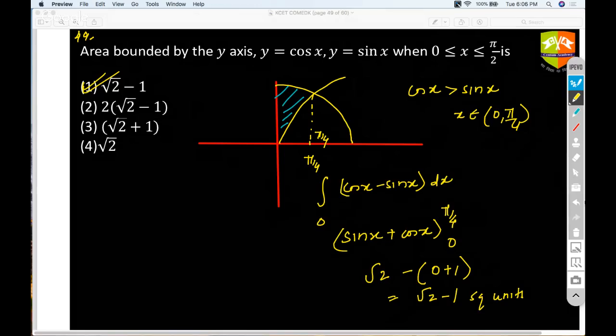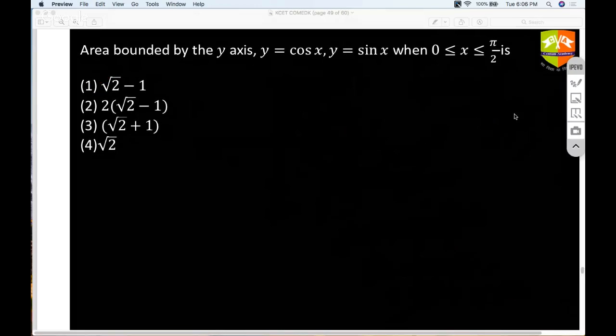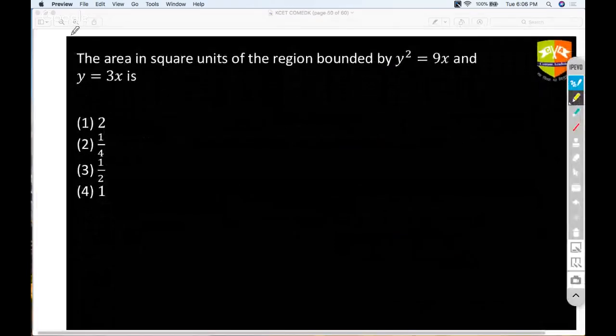Okay. So let's make a half century now. Let's move on to question number 50. The area in square units of the region bounded between y square is equal to 9x and y is equal to 3x.